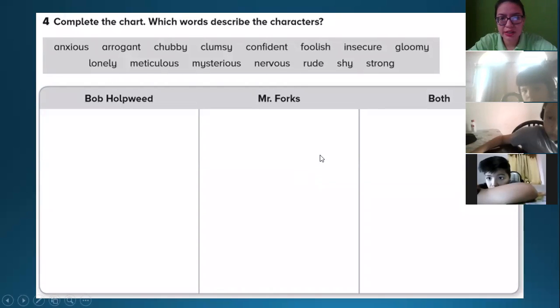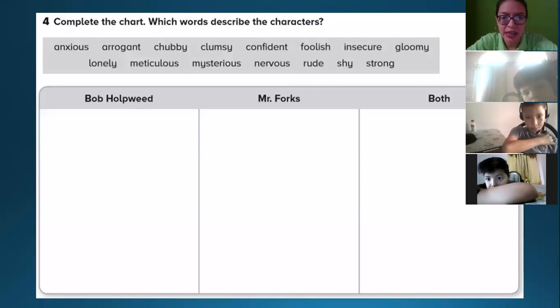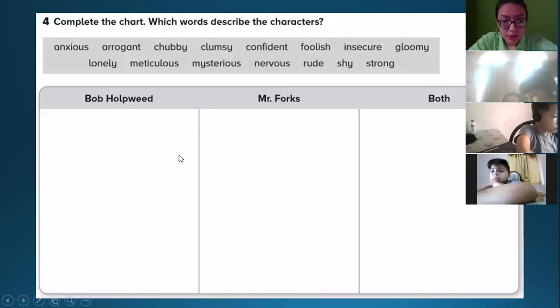This is the worksheet that was the assignment for the last class of reading. You have two options. You can print the worksheet or you can write the worksheet with clear handwriting in your notebook, okay? You have to put the topic, Bob Holwitz's big case, and then write the worksheet.